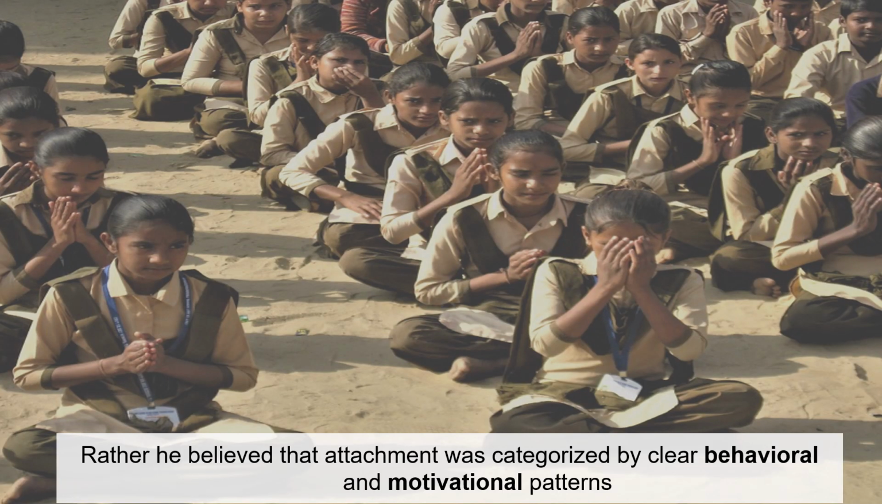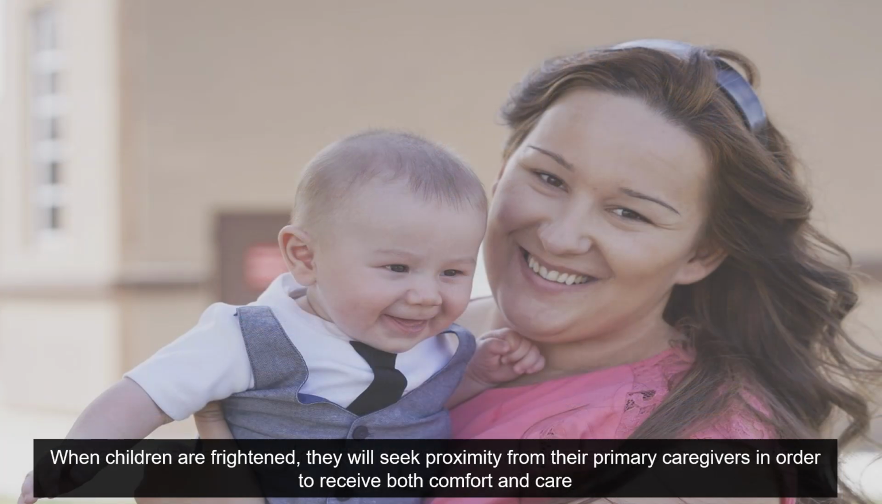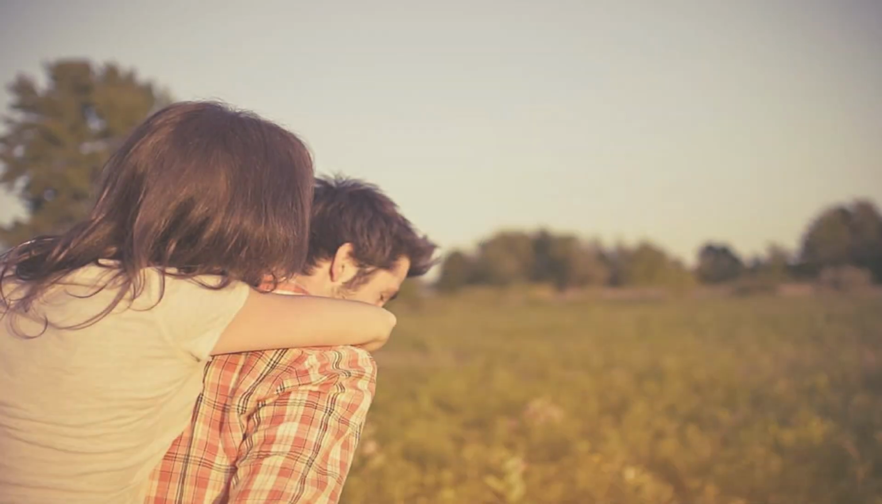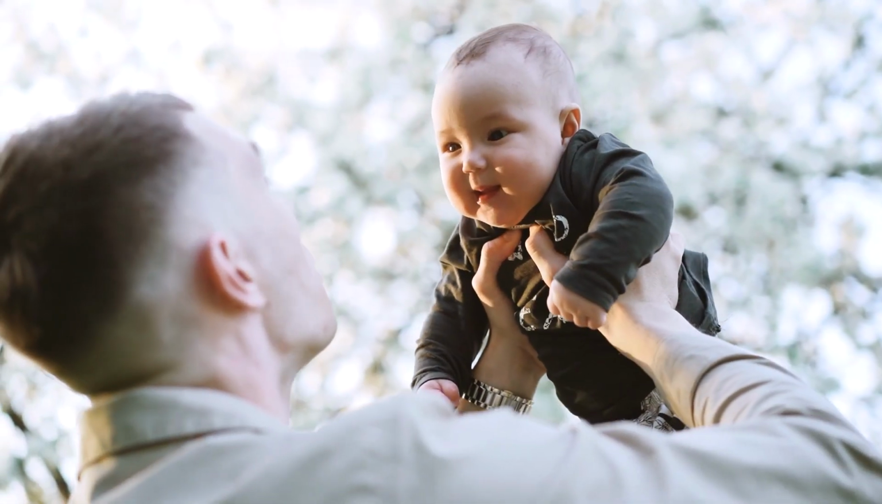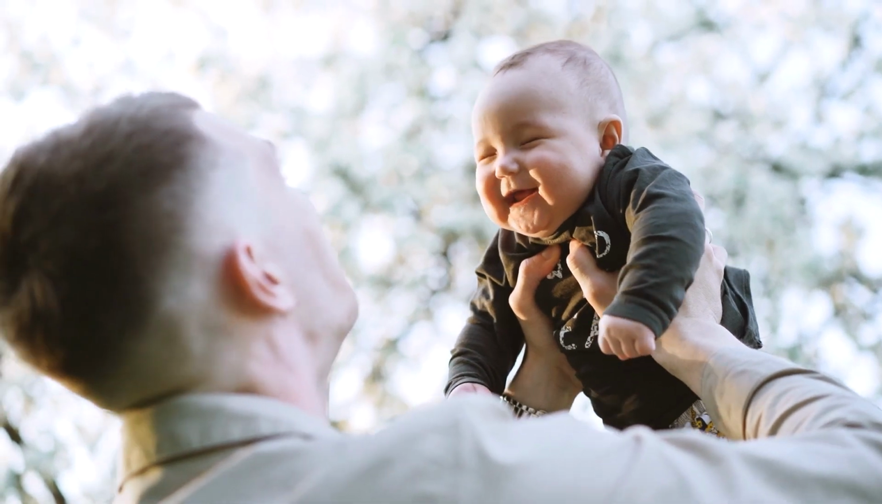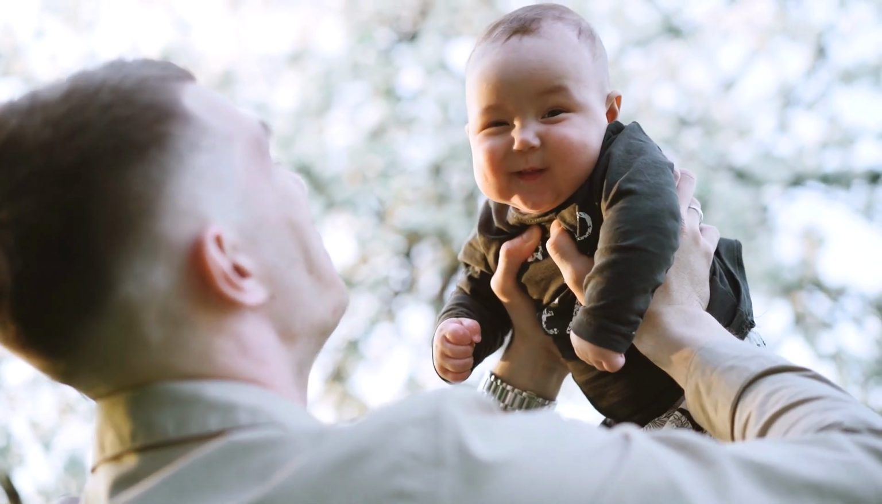Rather, he believed that attachment was characterized by clear behavioral and motivational patterns. When children are frightened, they will seek proximity to their primary caregivers in order to receive both comfort and care. So, what is attachment? Attachment is an emotional bond with another person. Bowlby believed that the earliest bonds formed by children with their caregivers have a tremendous impact that continues throughout life. This means if the child feels secure and is able to develop a very strong bond with the primary caregivers, then this security, this love and affection, this formation of the bond has a very long-term effect that continues throughout life.